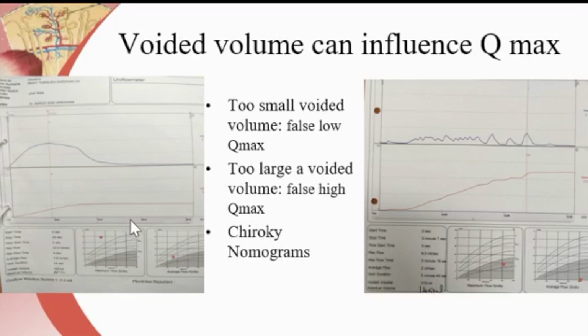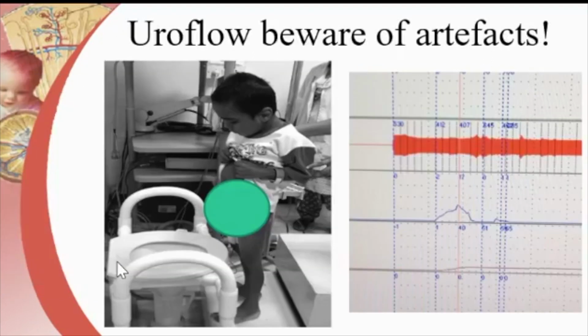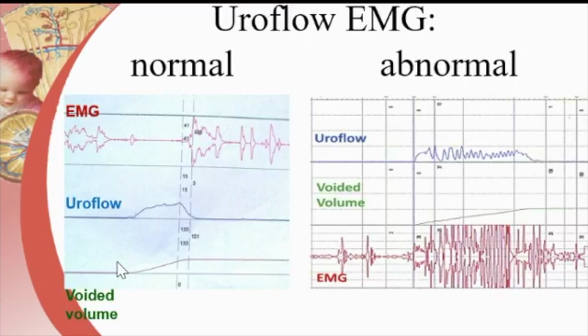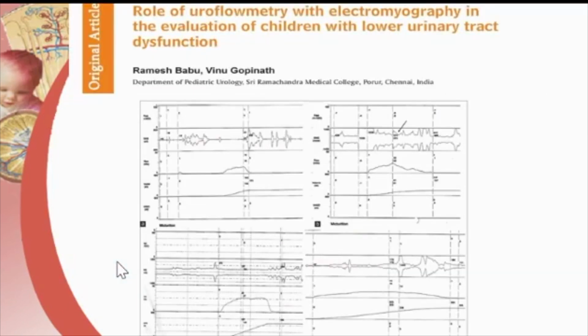So you now have the Cherokee nomograms which come with the machine. It can actually give you the corrected nomograms. You have to be aware of the artifacts in children, particularly as they have to void inside the machine. If they go outside, then you cannot measure it properly. The uroflow EMG as such can be particularly useful in voiding dysfunction. We have reported our experience on the role of uroflow EMG in children with lower urinary tract dysfunction. This was published in the Indian Journal of Urology.